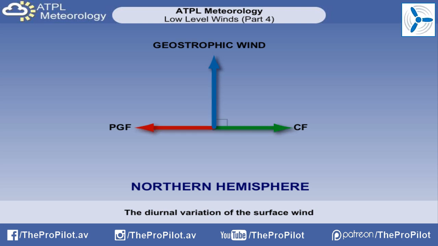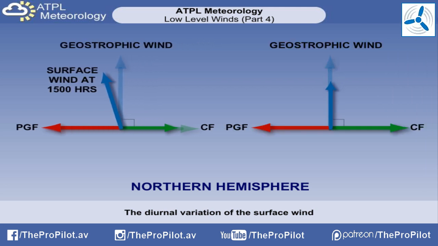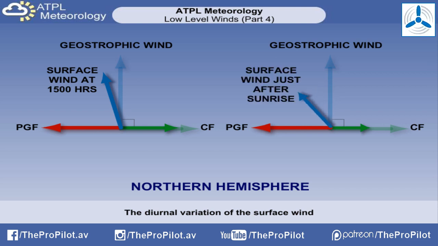At approximately 1500 hours, we said the surface wind speed will be at its highest. Therefore, the Coriolis force will only be slightly reduced compared to the geostrophic wind. But at 0600 hours, the surface wind is at its slowest, and the reduction in the Coriolis force is much greater. Therefore, the surface wind will be deflected by a greater amount from the geostrophic.